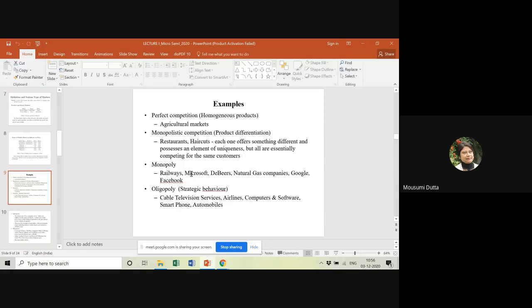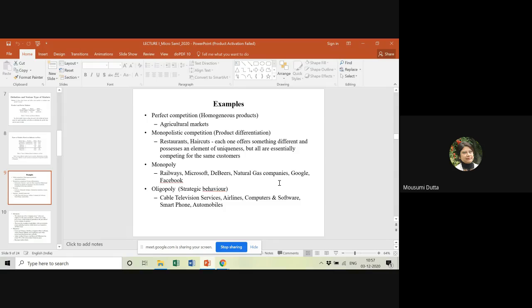Actually, looking at the example, you understand that huge investment is required for these particular services or commodities. So it's very difficult to get some alternative. Therefore, generally, this monopoly situation holds because of the huge requirement of investment.